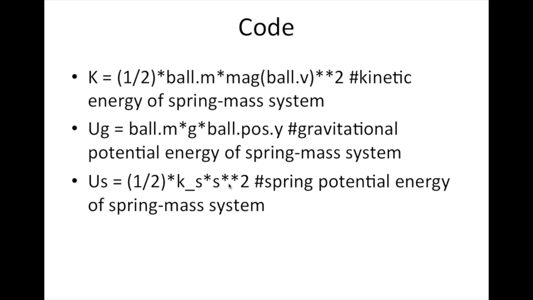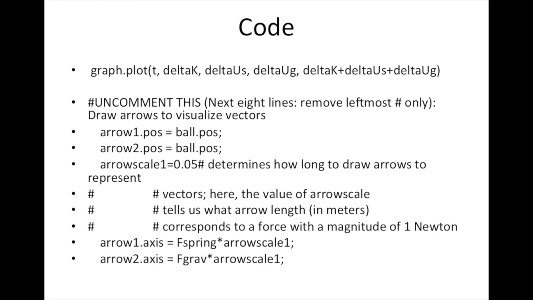The next part of my code deals with the energy. The energy fundamental principle is delta E equals the sum of all the energy changes, and that is delta K, delta U_G, and delta U_S. K equals 1 half m v squared, which put in this is K equals 1 half ball.m mag ball.v squared. Then potential energy is ball.m times g times ball.pos.y, and the spring potential energy is 1 half times k_s times s squared. This is the end of my code. Now let me show you how it runs.